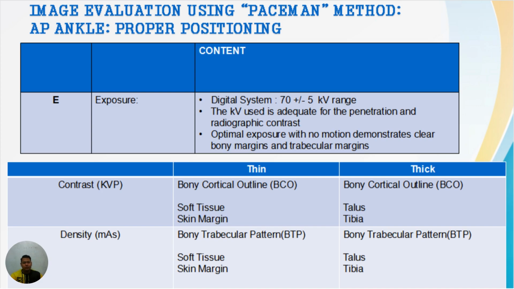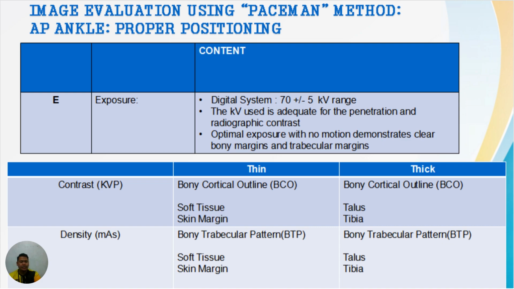Next, let's move to exposure. The exposure used is adequate for the penetration and radiographic contrast. The kVp exposure, which controls the contrast, is adequate because we can see that the bony cortical outline, BCO, of thin structure such as soft tissue and skin margin is visible on this image, and the bony cortical outline of thick structure is also visible. The BCO of thick structure is talus and tibia.